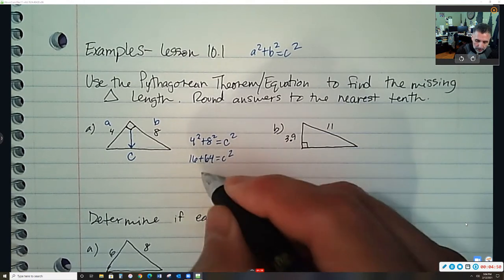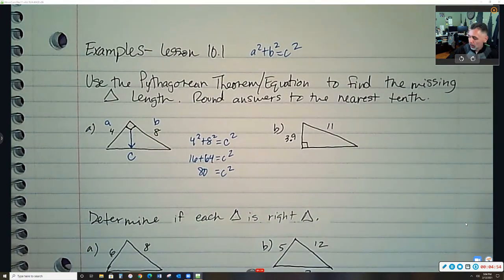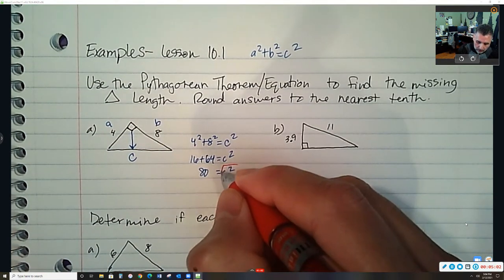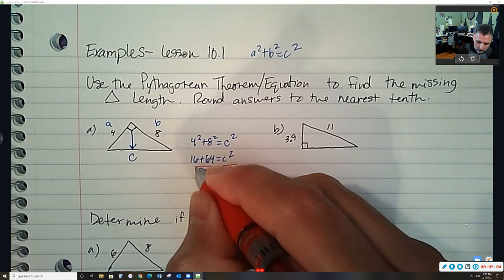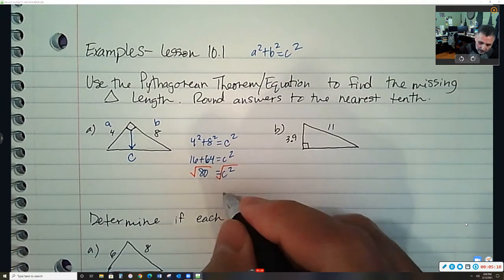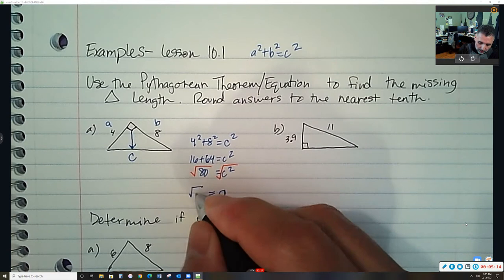Then you add those, you get 80. And then right here, a lot of people are not too sure what to do. Right now it's c squared. We want 1c. To get rid of the square, you have to square root both sides. And then we're left with c equals the square root of 80.